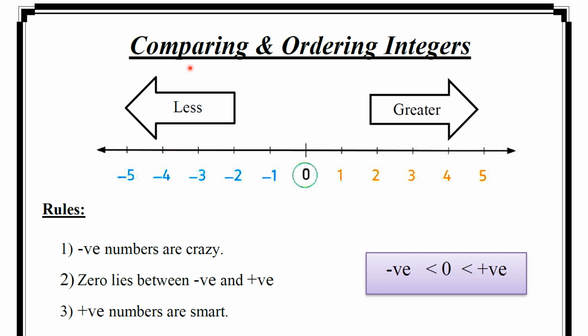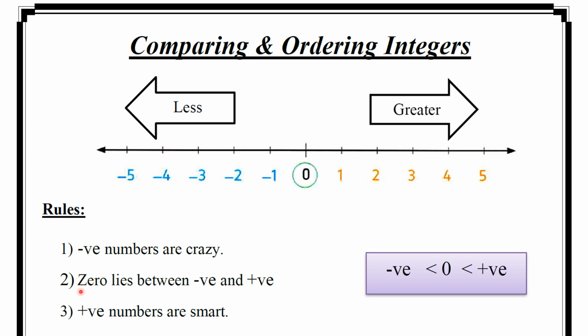And now let's talk about comparing and ordering integers. On the number line, we have to know when we move to the right of the 0, the number will be greater. And when we move to the left of the 0, the number will be less. Now we have rules for comparing and ordering. Number 1, the negative numbers are crazy. What is the meaning of this? We have here negative 1 is bigger than negative 2. We have to know this. And negative 2 is bigger than negative 3. Negative 3 is bigger than negative 4. Negative 4 is bigger than negative 5.